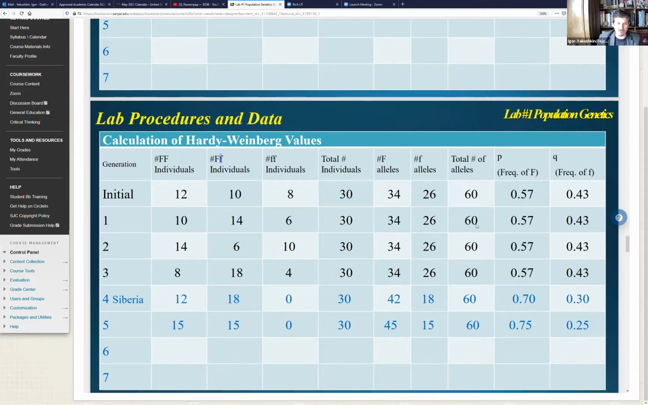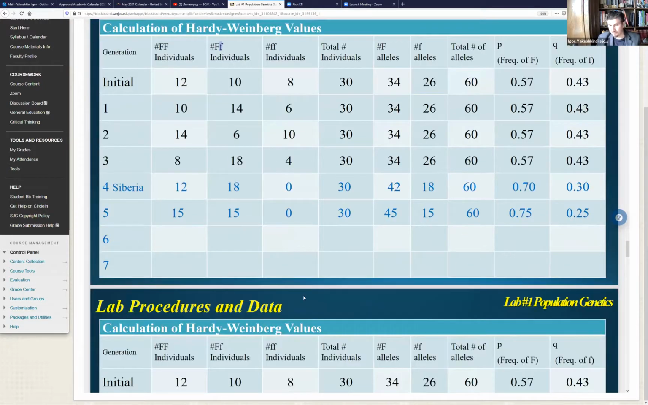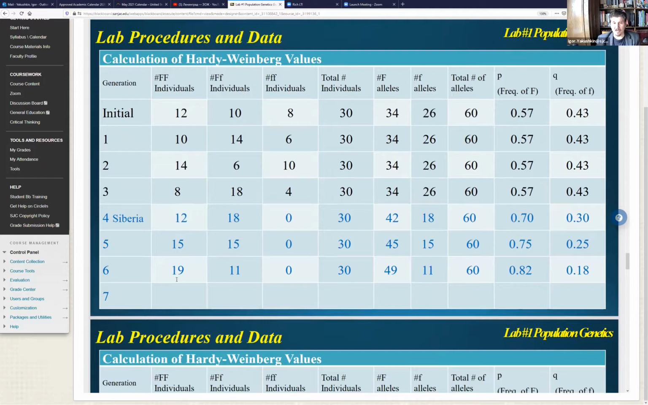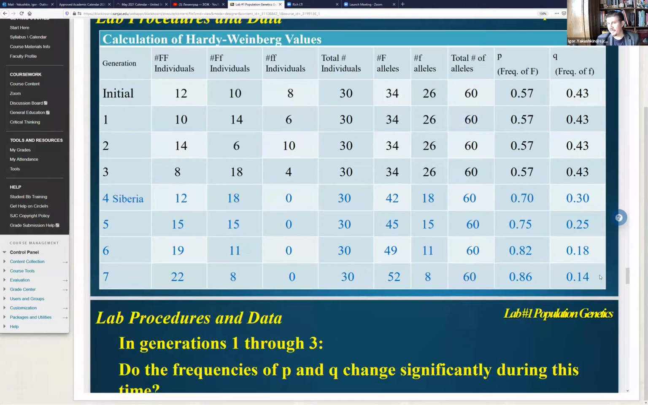All right, next generation. Once again, we're looking at 1911. Those ones are dying off before reproducing, so we are eliminating them. Still growing to the carrying capacity, 49, 11 over 60. 82, 18. And then the last one, here we have 22, 8, 30, 52, 8, 60, so 86 and 14. So we can clearly see as soon as natural selection has been applied, the frequencies are changing.